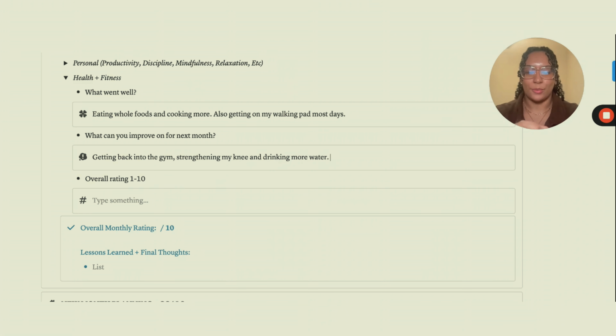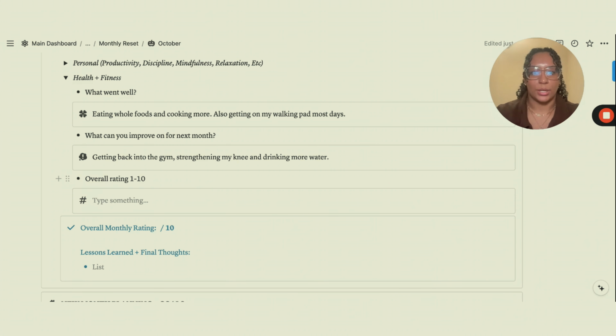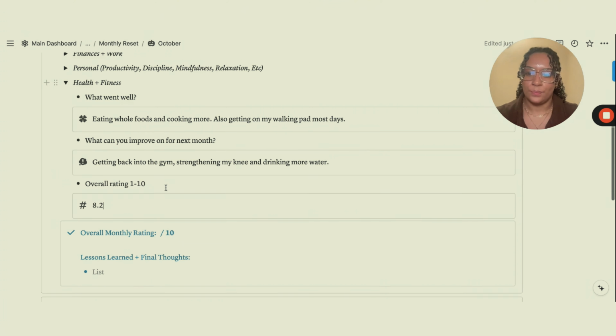I've done really good with my nutrition, but I feel like my water intake has been down and I've been getting more headaches, so that's probably dehydration. And then overall rating 1 to 10, I would say because of the whole foods and cooking and the nutrition being on point, that is really good for me. The walking pad was good as well, so let's go ahead and give this an 8.2.